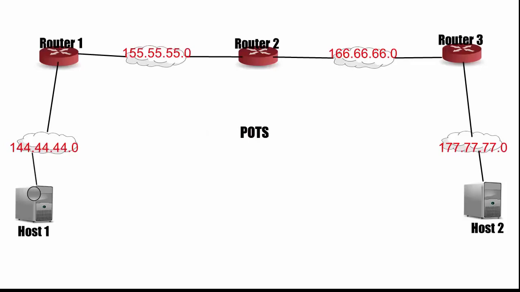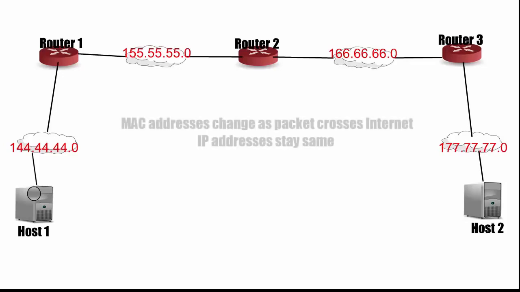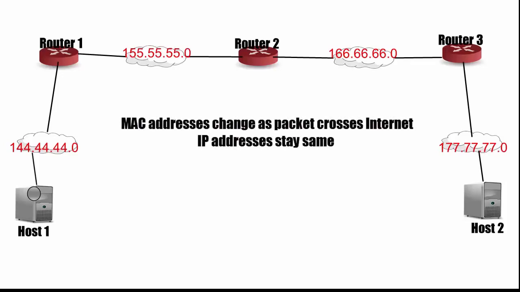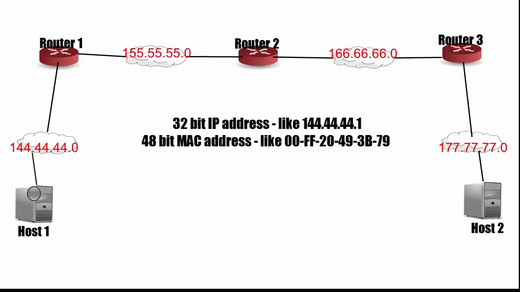One thing to notice as we go through the video is that the MAC addresses change as they cross the internet, but IP addresses stay the same. For you noobs, we'll just note here that you have 32-bit IP addresses, which are at layer 3, or 48-bit MAC addresses, which are at layer 2.